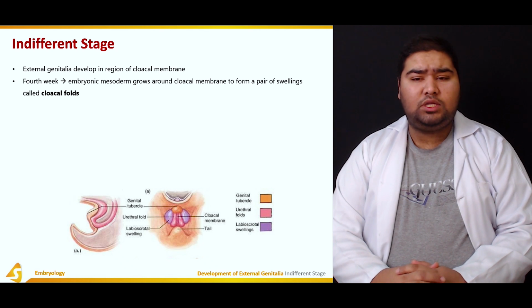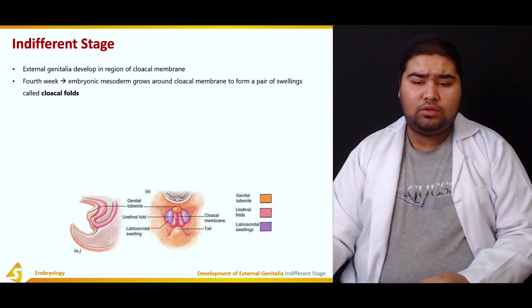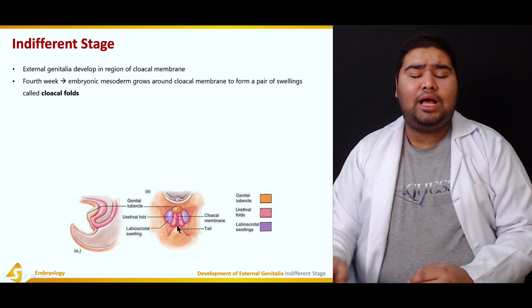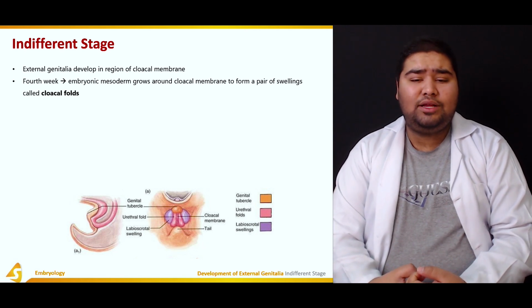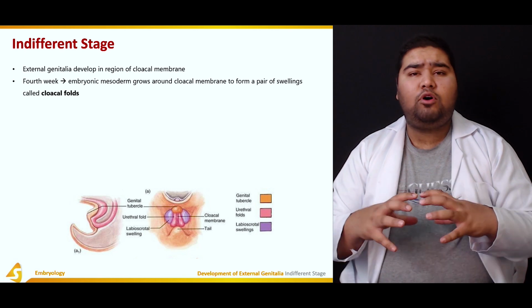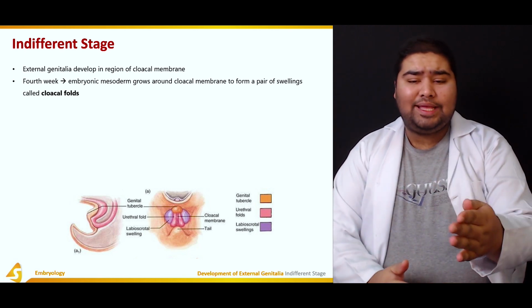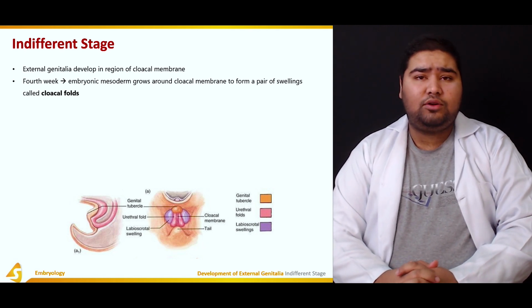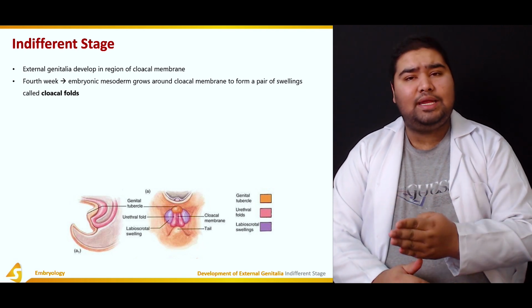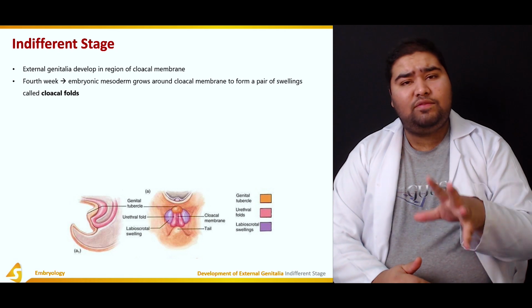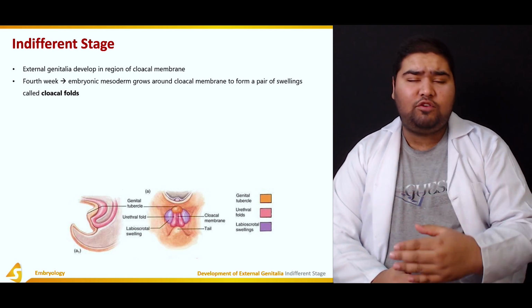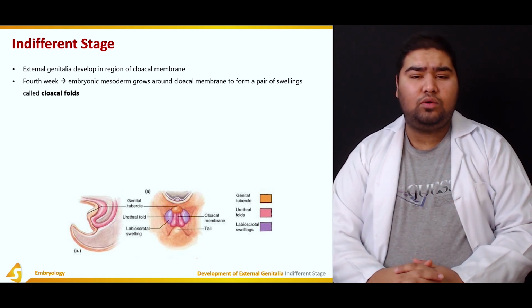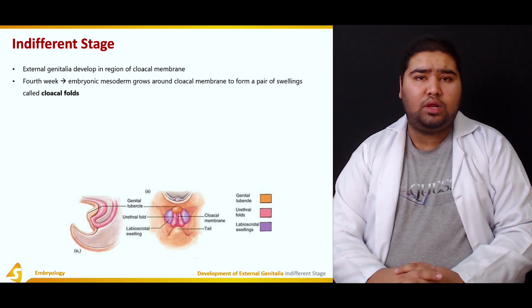Now the embryonic mesoderm grows around the cloacal membrane. It forms a pair of swellings which are known as the cloacal folds. So cloacal folds are formed around this cloacal membrane. This is a slightly later diagram. It's a representative diagram, not a true micrograph. This diagram is of a slightly later stage in which the cloacal folds have been differentiated into different parts. However, before differentiation, there's a thickening, a production of folds on each side of the cloacal membrane. These folds are known as the cloacal folds.